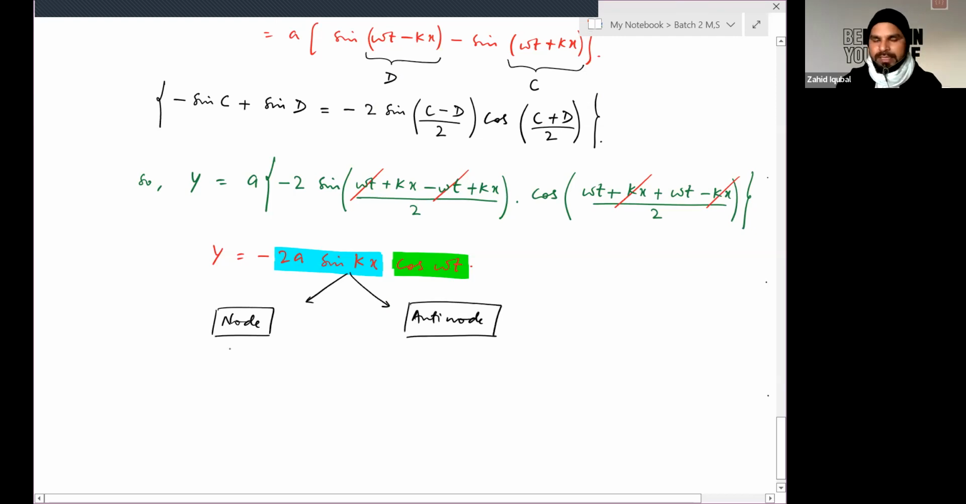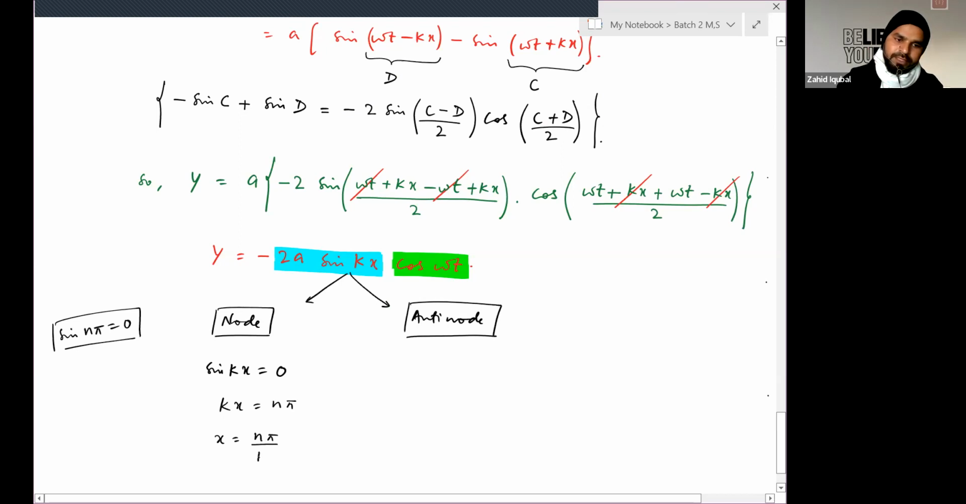For a node, the amplitude of the particle is zero. It means sine of kx will be zero. Sine of n pi equals zero. So if you compare, you will get kx equals n pi. So x equals n pi over k. K is nothing but 2 pi by lambda. So it will be n lambda by 2. On putting the value of n, you will get the position of nodes on the string. Similarly, for an antinode, the amplitude is maximum. So sine of kx will be 1, and the maximum value of sine will be at this point.